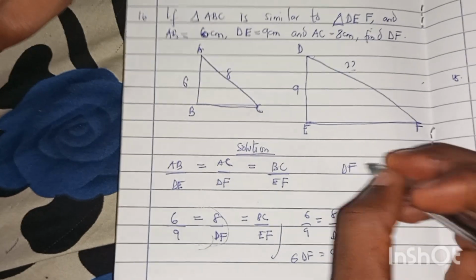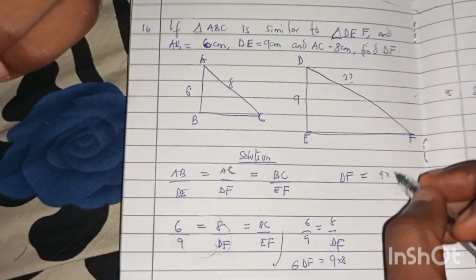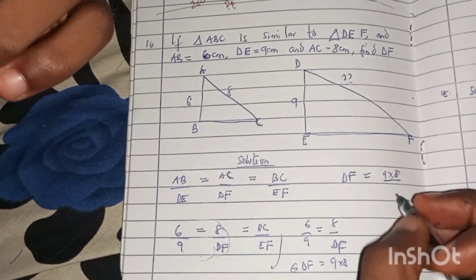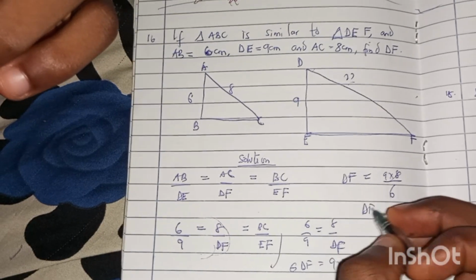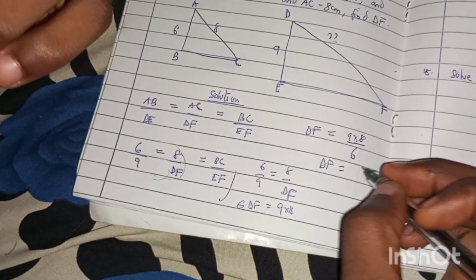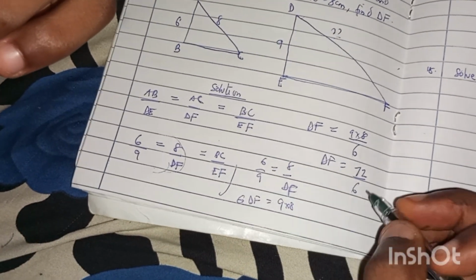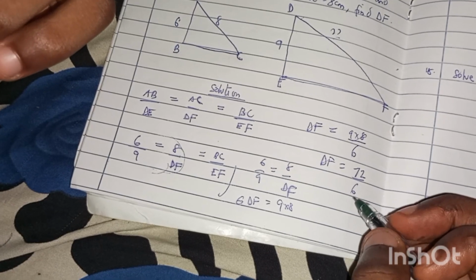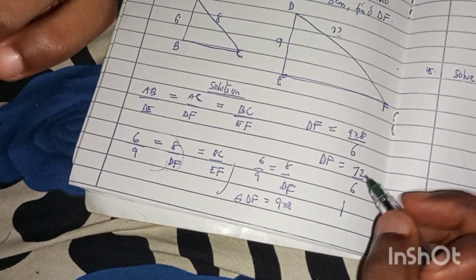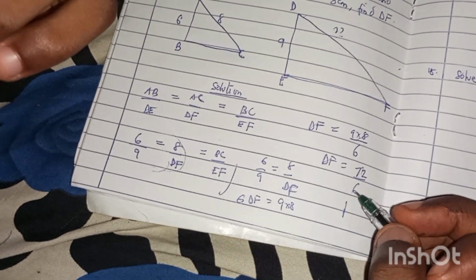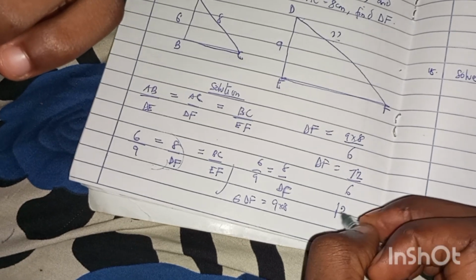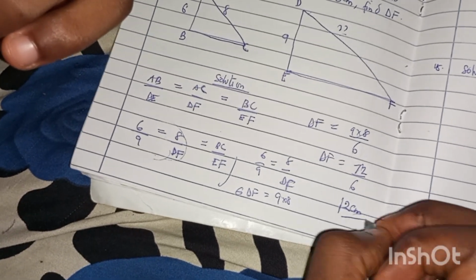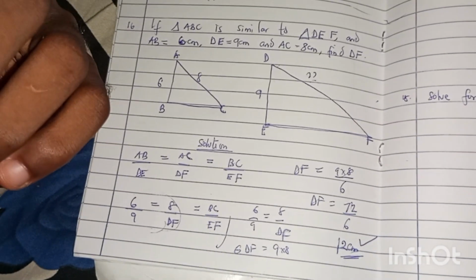So DF is going to be equal to what? 9 times 8 all over 6. So DF is going to be equal to 9 times 8 is 72, 72 all over 6. 6 in 7 is 1, remainder 1, right? 6 in 12 is 2. So that's 12 centimeters. So that's the answer there.